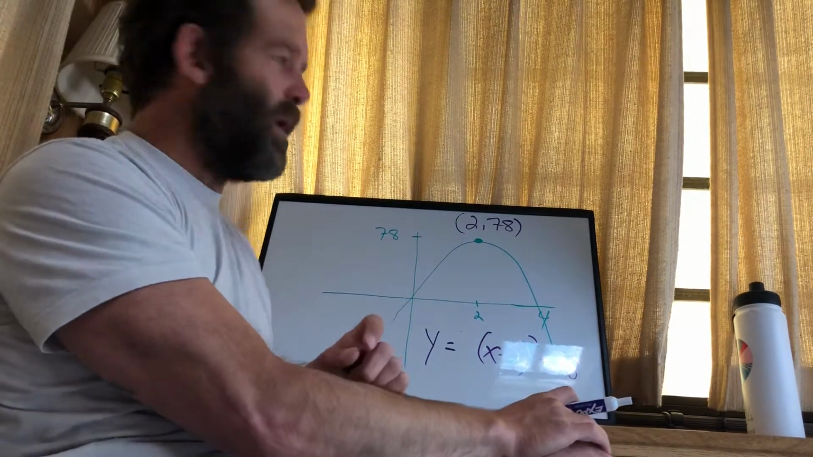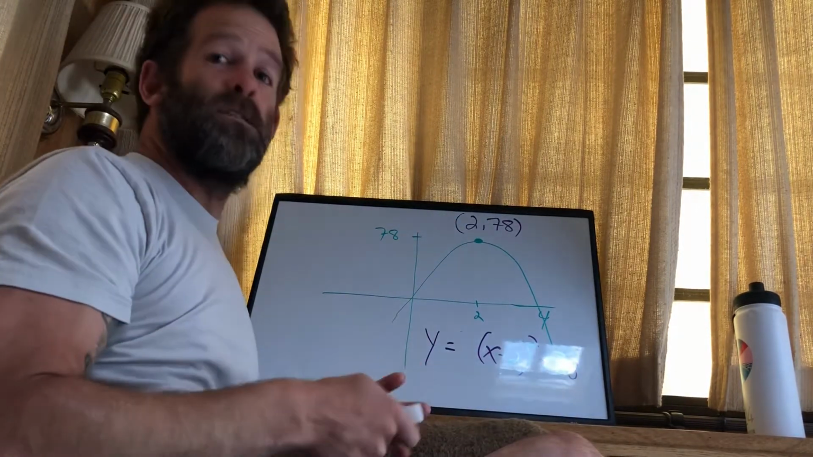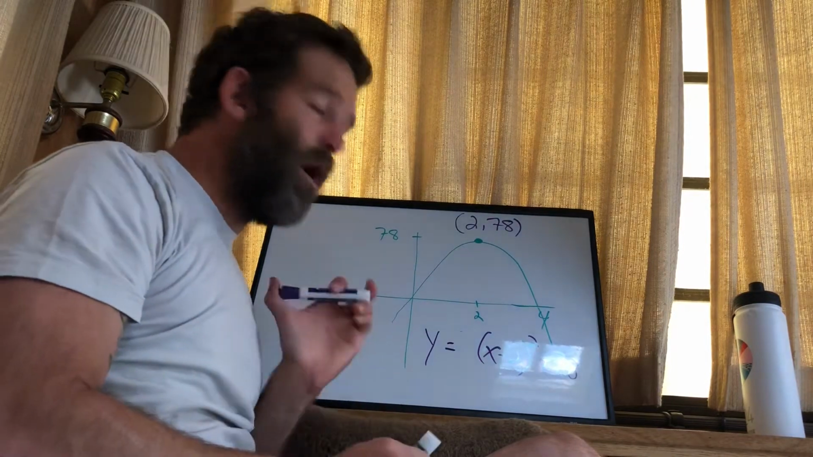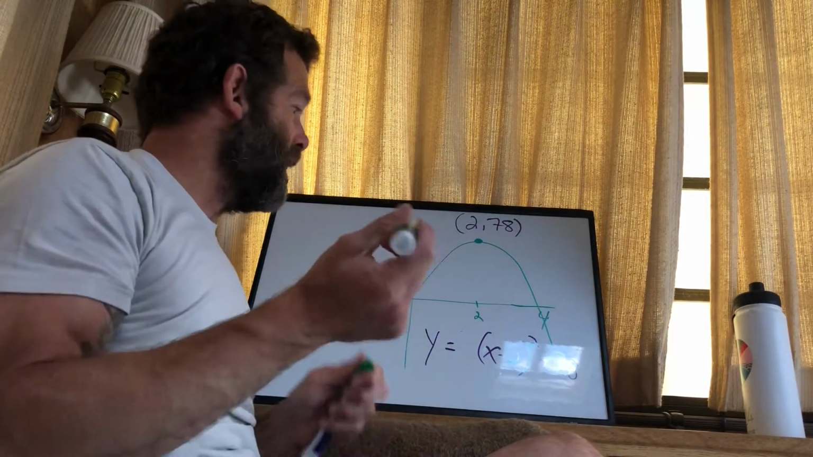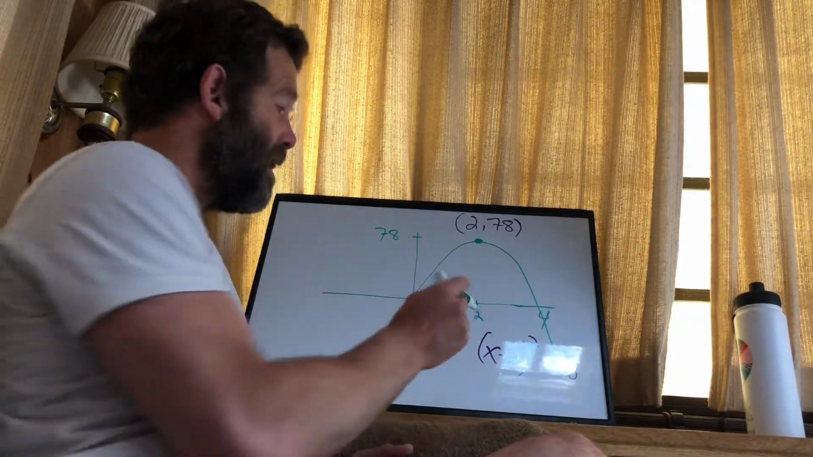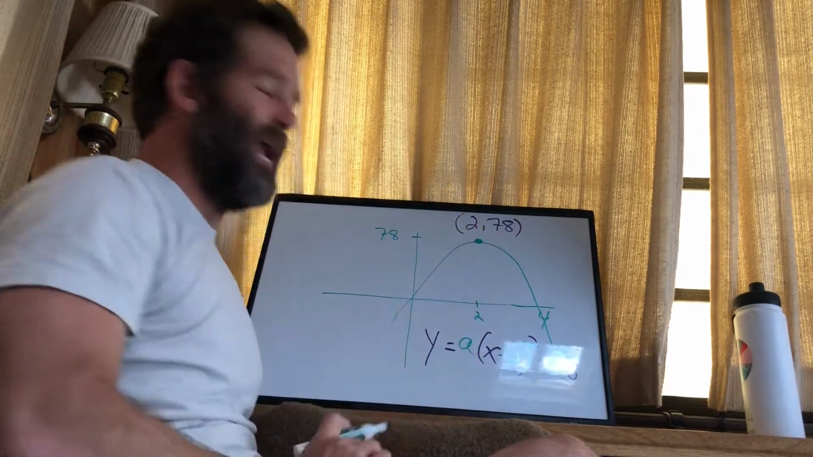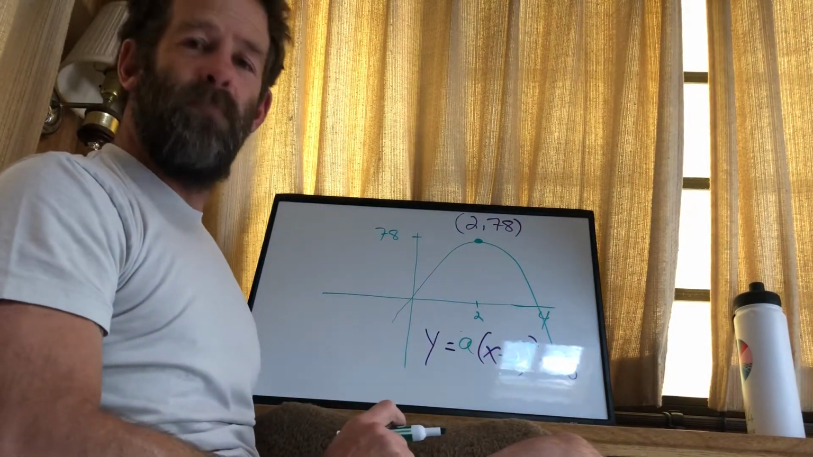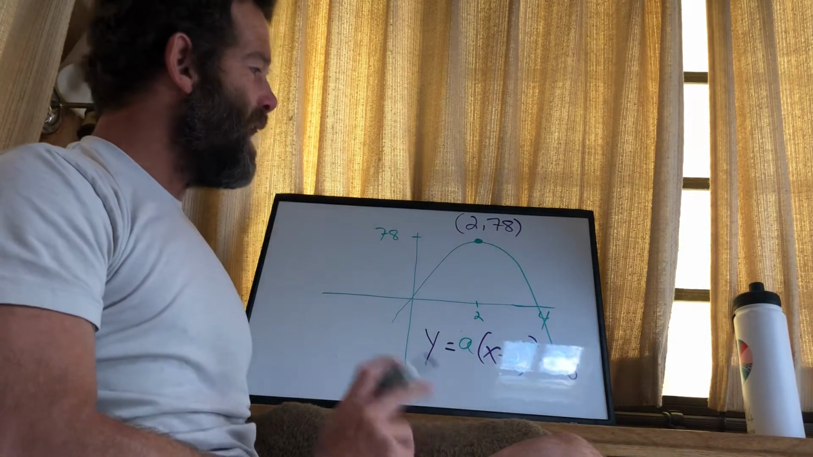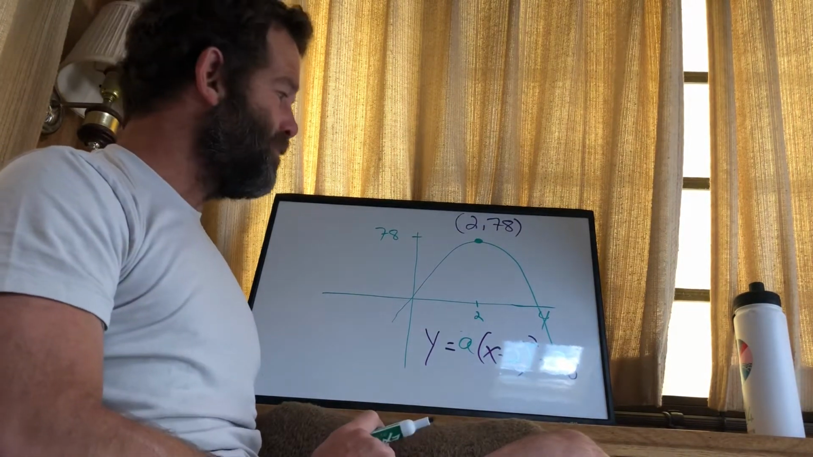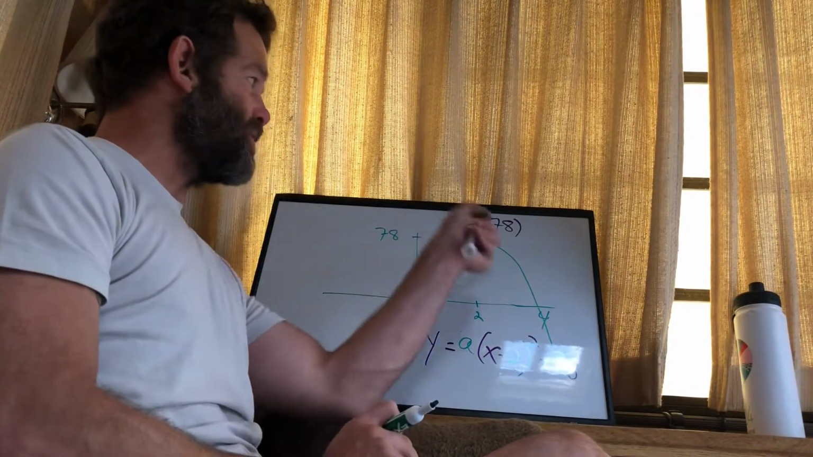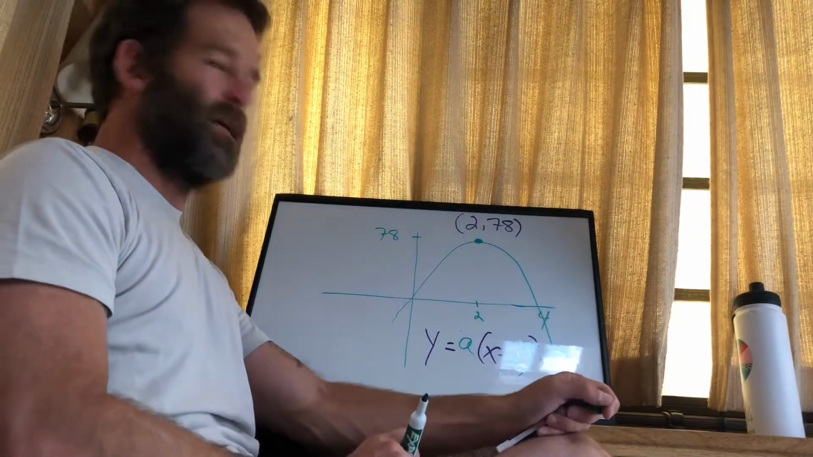Is this the equation of this quadratic? The answer is almost. It's almost the equation. We don't know the exact equation because we need to find our a. Our a is what's missing. So how would you find your a? You plug in a coordinate that this graph goes through, other than your vertex. You can't use your vertex.